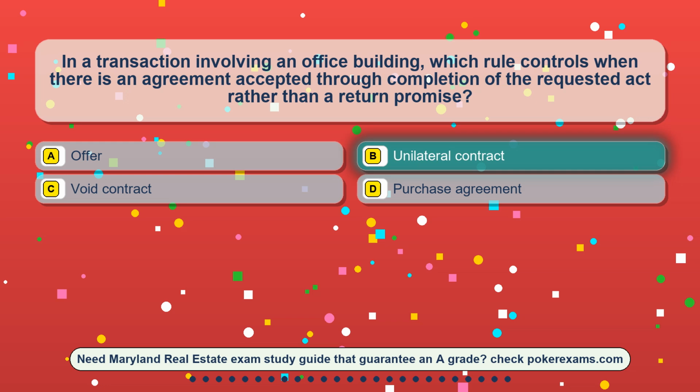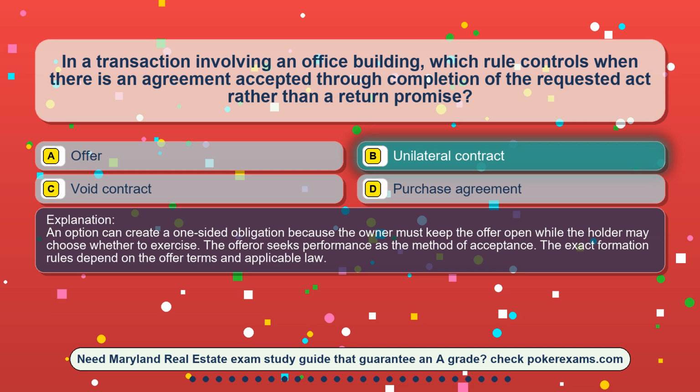The correct answer is option B, unilateral contract. An option can create a one-sided obligation because the owner must keep the offer open while the holder may choose whether to exercise. The offeror seeks performance as the method of acceptance. The exact formation rules depend on the offer terms and applicable law.